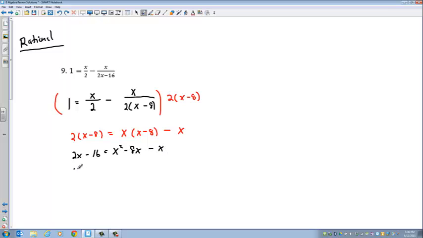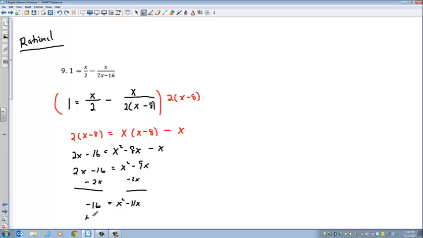And so what we can do is combine like terms. So this is equal to x squared minus 9x, because you have minus 8 of these, minus 1 of these. And then let's bring over the 2x. So let's take away 2x from both sides. And so we're going to get negative 16 is equal to x squared minus 11x. And then we'll bring over the 16.